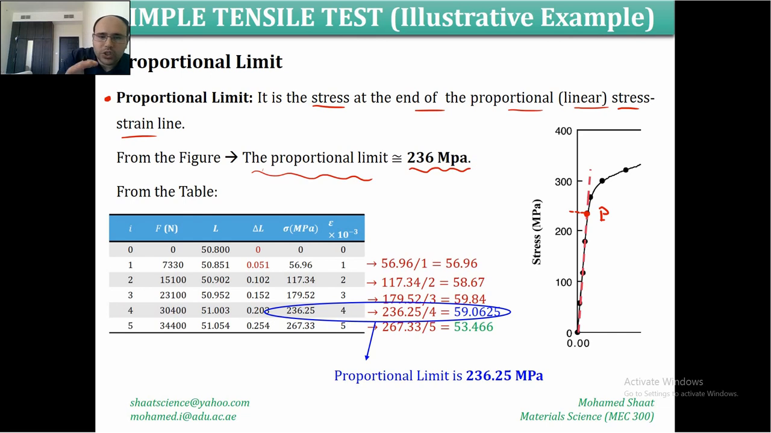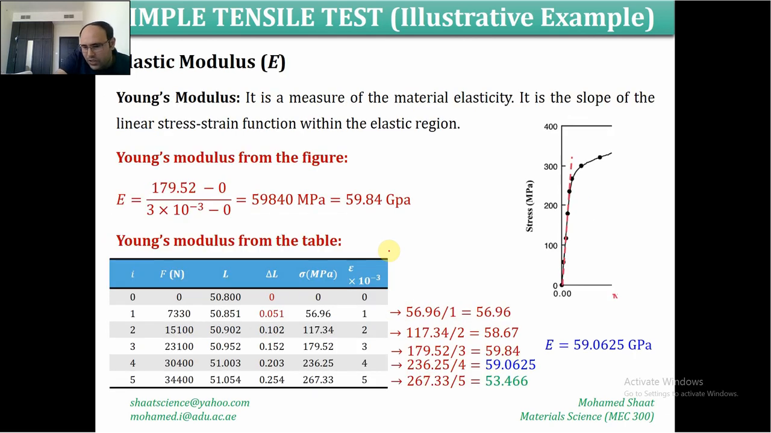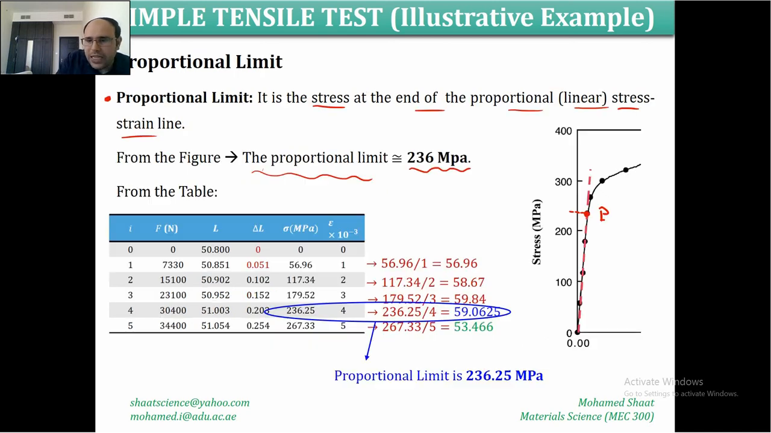How can we derive this proportional limit from the table? We can do the same. Simply, we can determine the stress at the last point over the last previous step for the calculation of the elastic modulus from the table. We calculated the slope of the stress over strain and ended up with a value. Then we define the elastic modulus at the last point that gives us almost the same slope. So this point will be counted. I can assume that this point is the proportional point based on this data from the table.